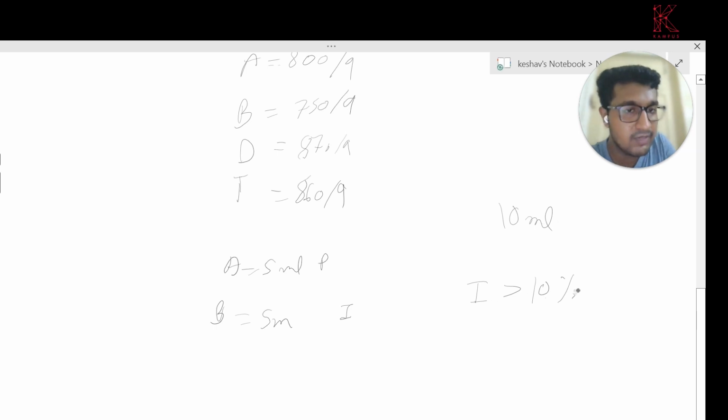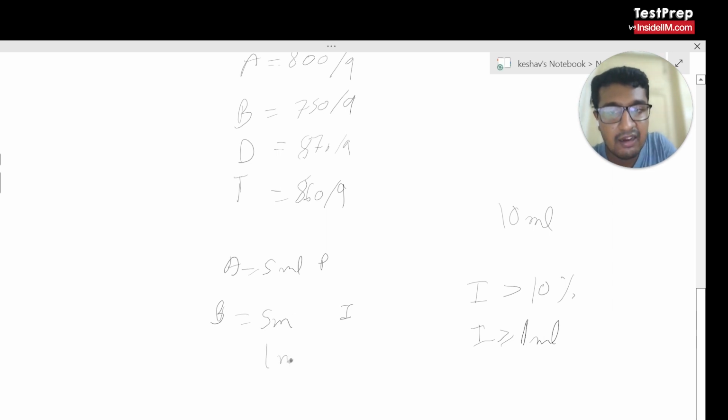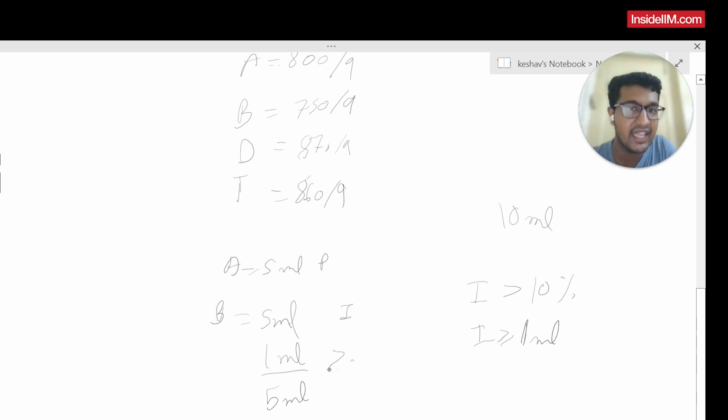So I must be more than or equal to 1 milliliter, right, of impurity in this test. So B must have 1 milliliter of impurity out of 5 milliliters. That's the least number, right? It can be anything more than or less than that, or more than or equal to.